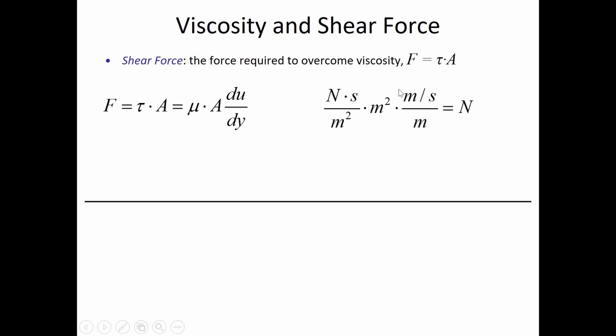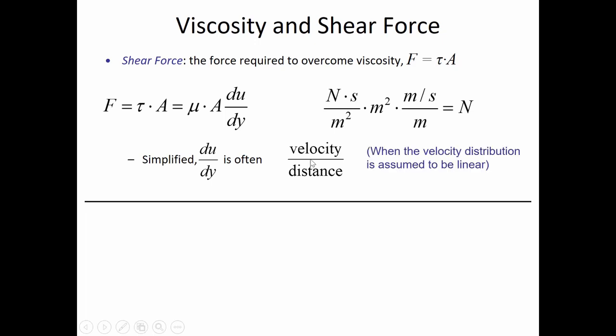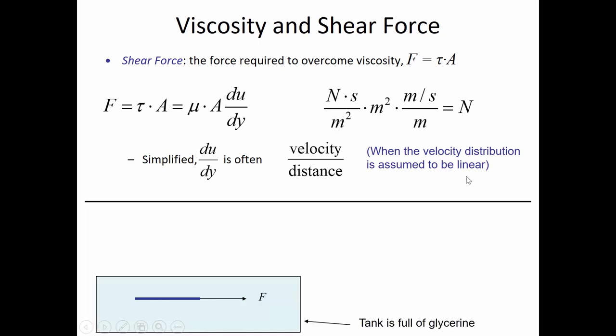du is going to be meters per second because u is a velocity. dy is an incremental distance, so it's going to be units of meters, and so all of that cancels out into units of newtons. Now this formula is really important for the homework that you're going to be solving, and so if we take a look at how to apply it, what we often do is just simplify this rate of strain term to be velocity over distance. And let me show you what I mean by that. We can do that when we assume a linear velocity distribution.